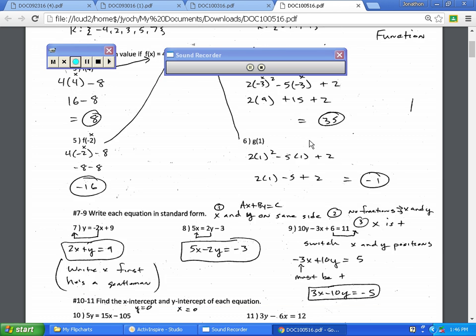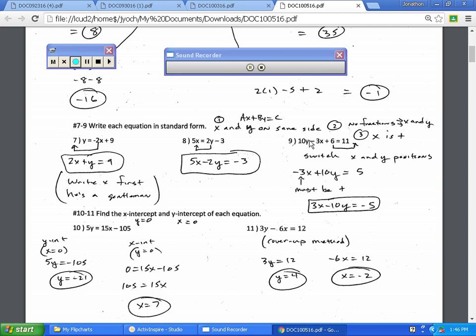Guys, standard form is x and y on the same side. It's ax plus by equals c. X and y are on the same side. X and y don't have any fractions attached. And x is positive. The leading coefficient is positive there.